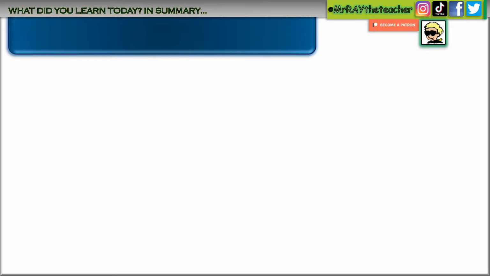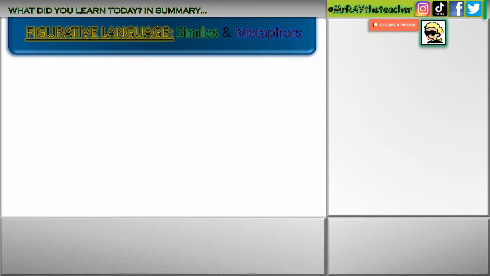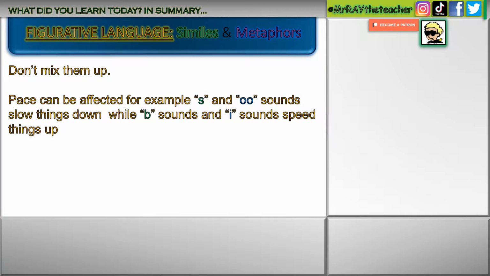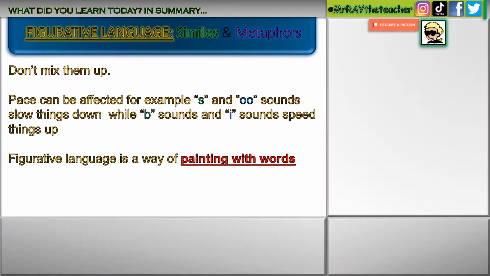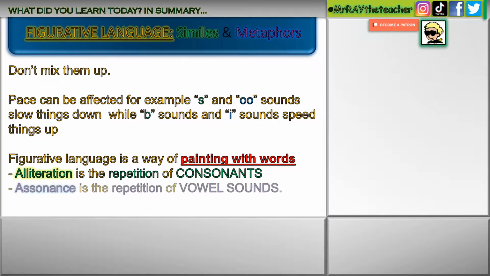So what did you learn today? If someone asks you that and you haven't got an answer, hopefully you've got one now. So figurative language, similes, and metaphors. Don't mix them up. Pace can be affected, for example, with the S and U sounds slowing things down, while B and E sounds speed things up, generally speaking. Figurative language is a way of painting with words. Alliteration is the repetition of consonants, and assonance is the repetition of vowel sounds. Feel free to screenshot these notes.